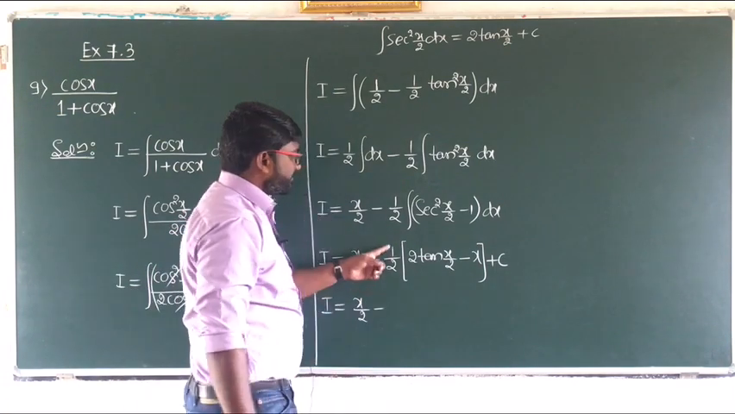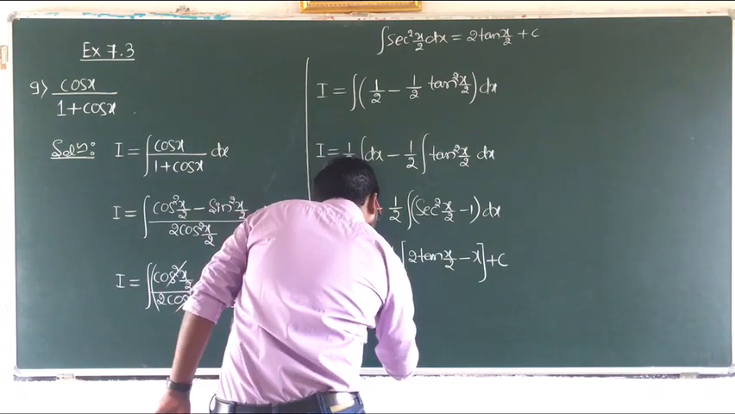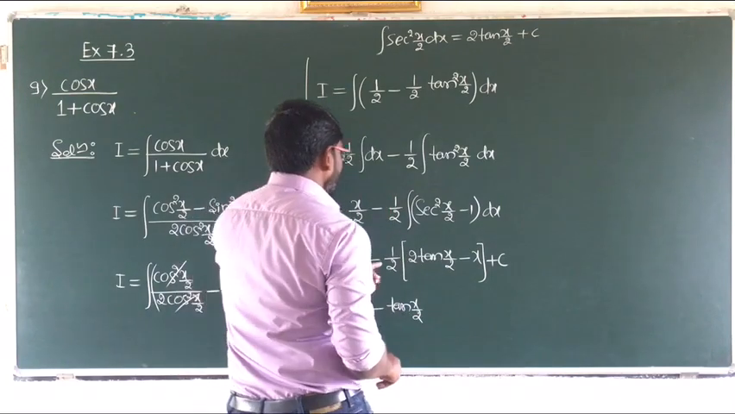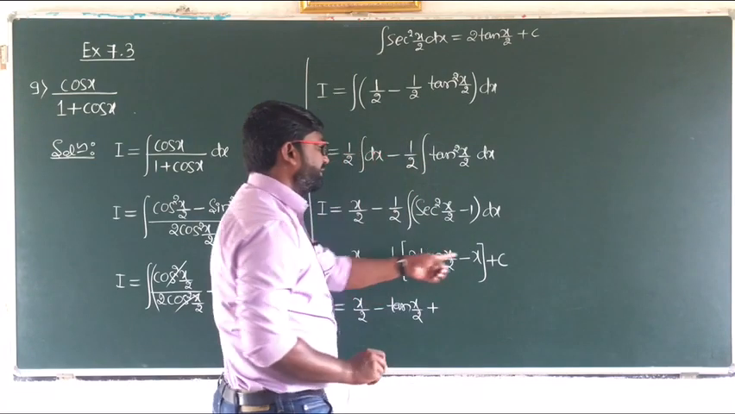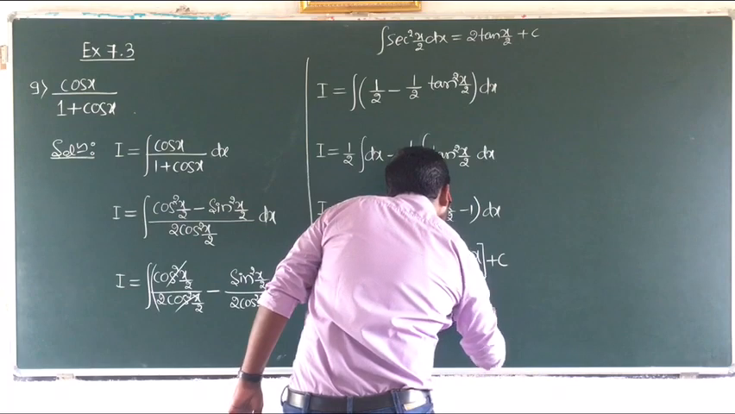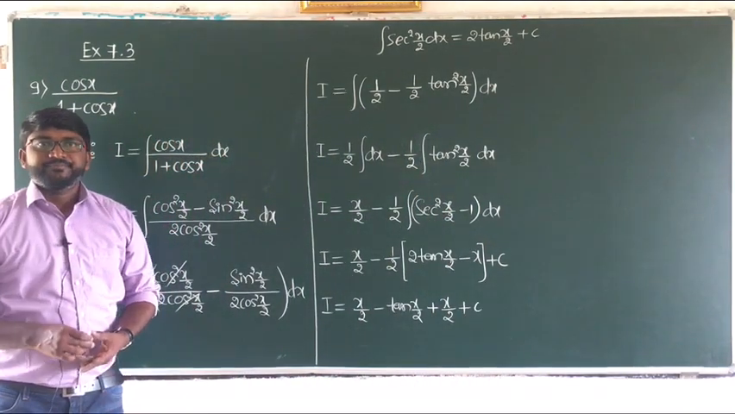Now multiply this 1 by 2 with these two terms. Here 2 and 2 get cancelled. We get only tan x by 2, then minus into minus will be plus, 1 by 2 into x will be x by 2 plus c. So this is the final answer for the 9th problem.